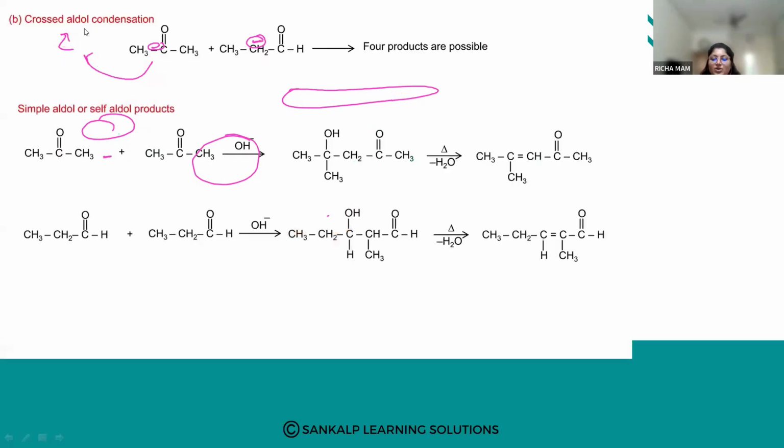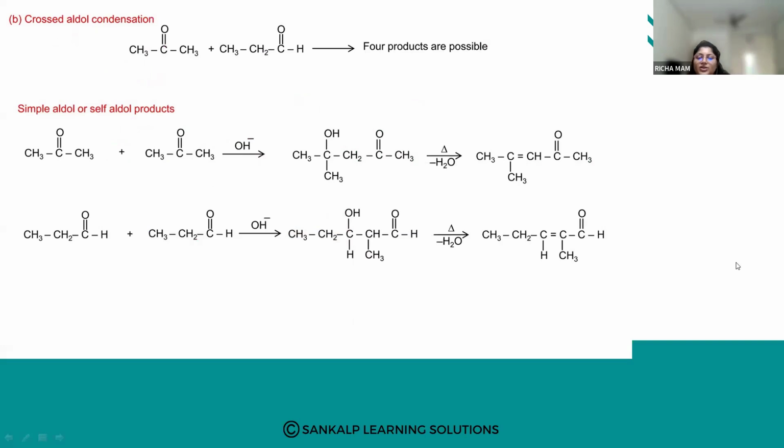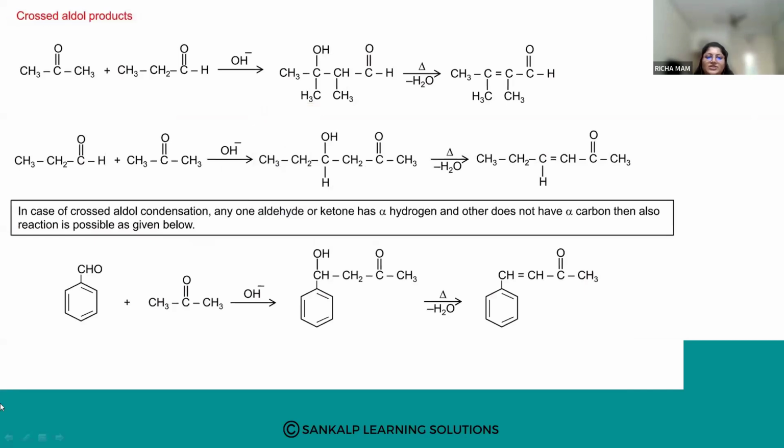Next is cross aldol condensation. Cross aldol condensation is between two different aldehydes or two different ketones, or it can be between an aldehyde and a ketone. So it is called a cross-aldol condensation. Let me give you an example.